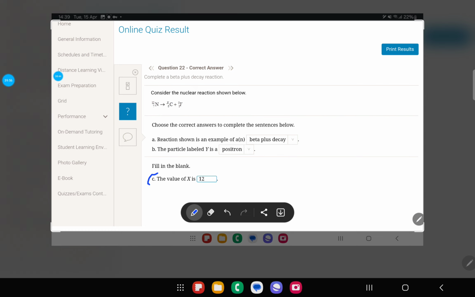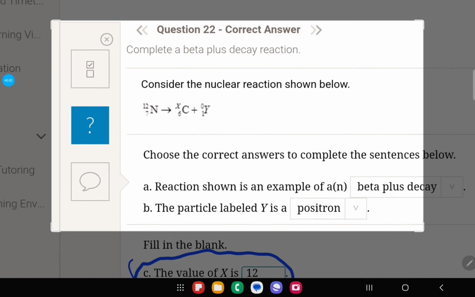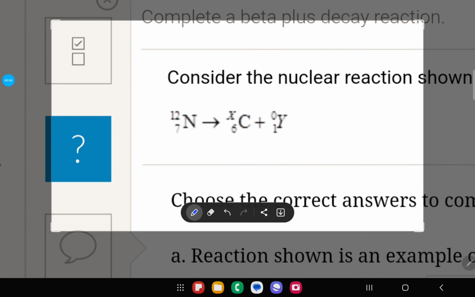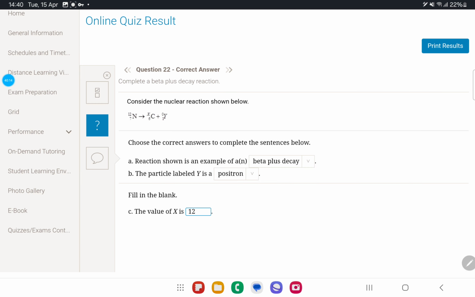Okay, so now for C, the value of x is 12. Again, like I said, we add them up. 6 plus 1, sorry, you can't see it. 6 plus 1 is 7, and x plus 0 equals 12. So x will be 12. That's it.